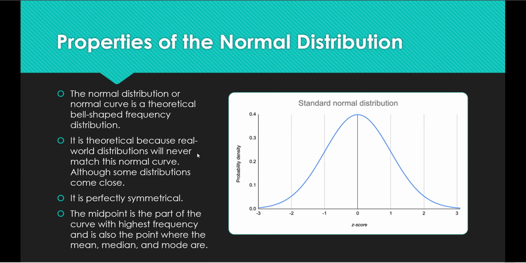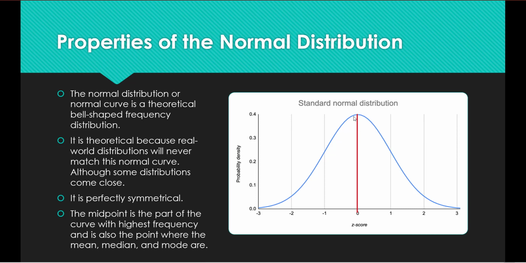It is perfectly symmetrical such that this midpoint here, highlighted in red, is the highest frequency. So it is the mean, median, and mode of whatever variable we are talking about. If we have a distribution that is normal, then the mean, median, and mode are all in the same spot. This is the most common category, hence the mode, but it is also the middle value, so it's the median, and it is the average, so it's the mean.